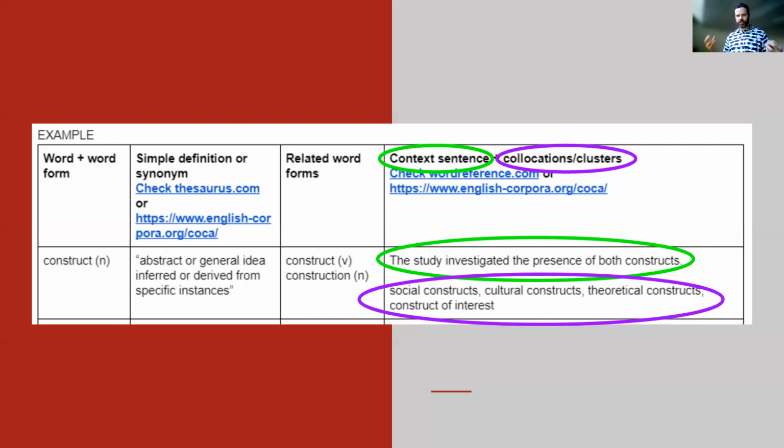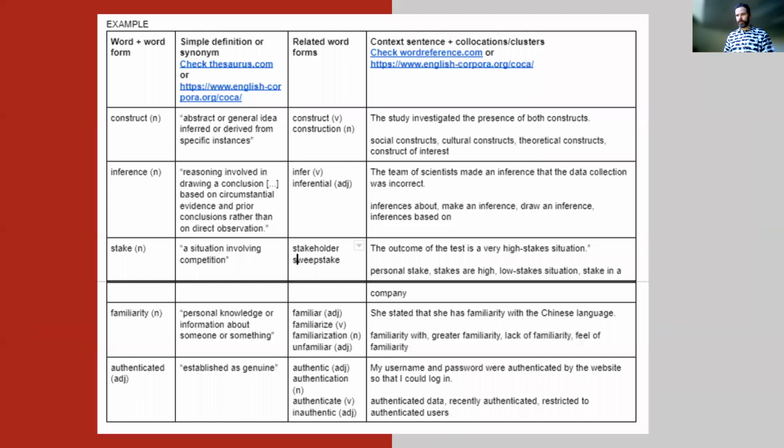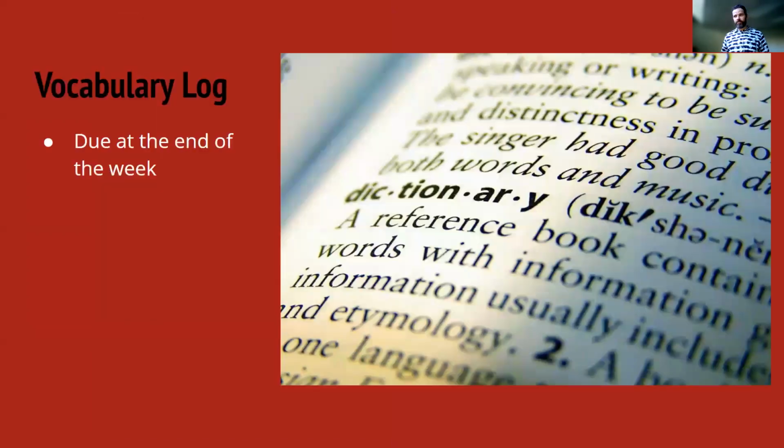Okay, and so the goal here is you're going to feel more comfortable using these words if you see what other words are used with them. So you want to do this for 5 words each week. So as you are reading or doing articles, or maybe you're watching movies in English, if you read or hear interesting words, add them to your list. And then throughout the week, look up those words in a dictionary, complete your vocabulary log for the week, and then you can submit it at the end of the week through Canvas.